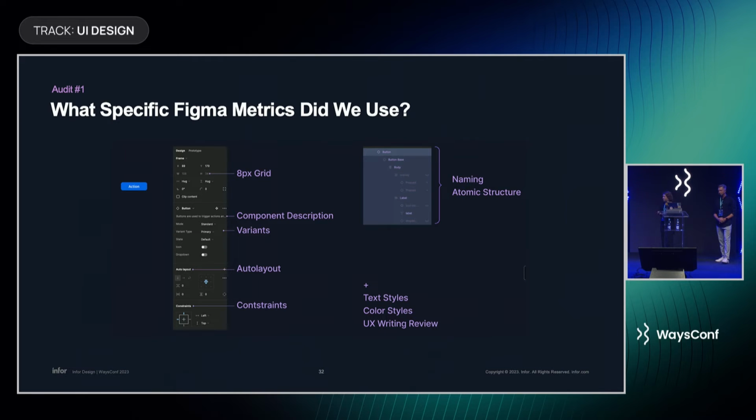Because we had many layers like rectangle 32, blah, blah, blah. And we believe this is not the best way to name layers in your design system components. And we also wanted to check how text styles and color styles are applied. And we have also done some UX writing review for our components.